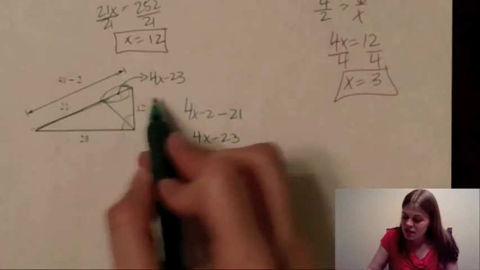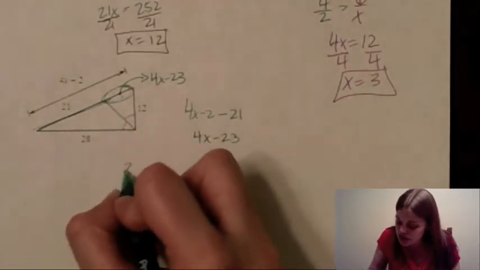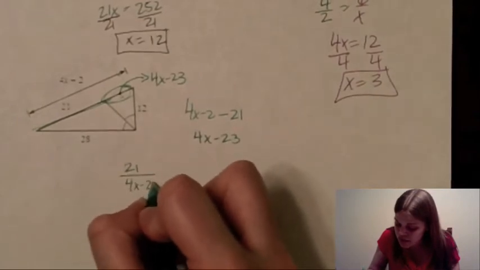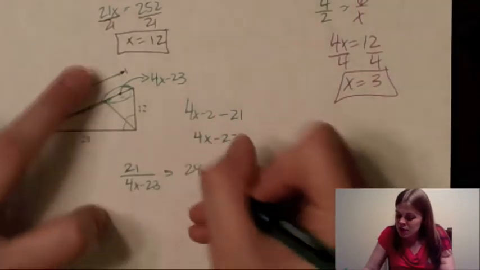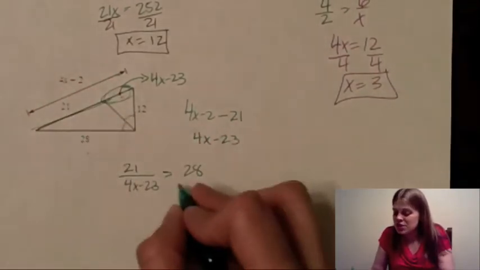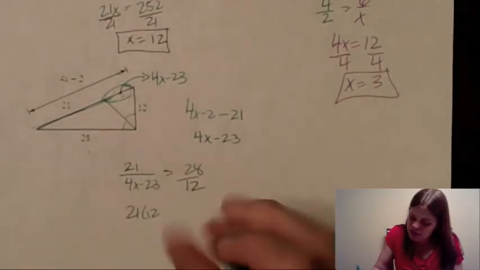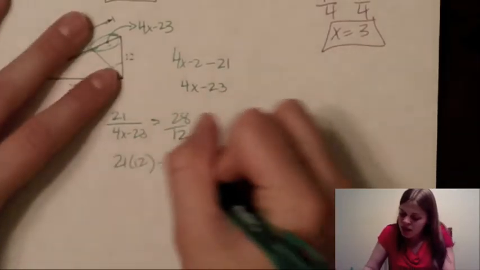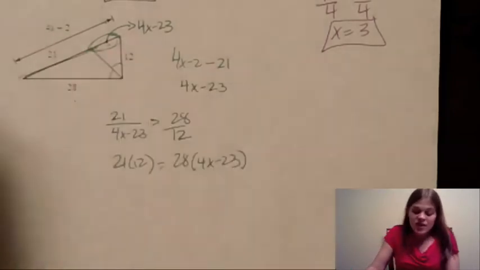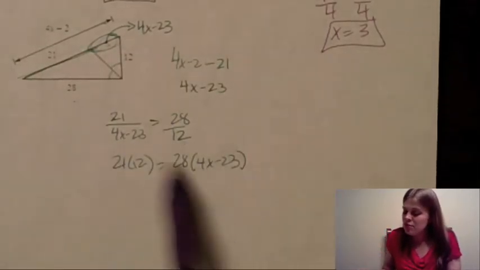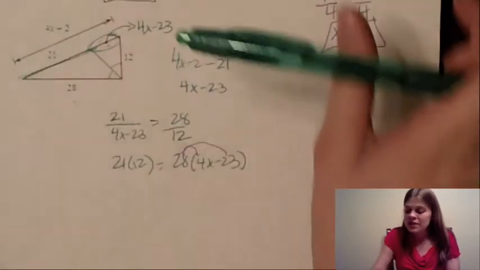So now I'm going to take the parts that were cut in half, or not half, but cut proportionally. So I'm going to take 21 over 4x minus 23, and that's going to be equal to the side that the 21 is touching, so 28, and the side that the 4x minus 23 is touching, which is 12. So I cross multiply, so 21 times 12 has to equal 28 times 4x minus 23. Notice again that since this is an expression, I put it in parentheses so I can distribute the 28 to both the 4x and the 23.